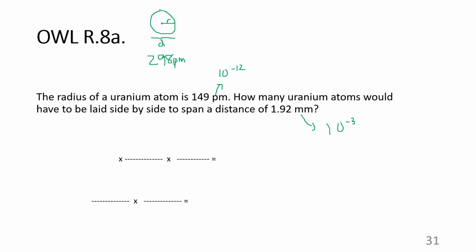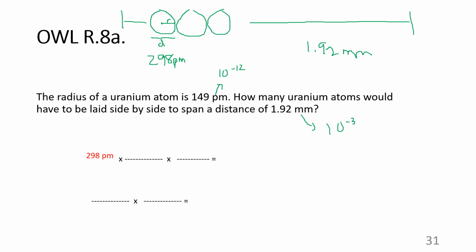Next, I want to know how many of those 298 picometer atoms would it take to span an entire width of 1.92 millimeters. We kind of have an apples and oranges comparison because the total width is in millimeters, but the width of the atom is in picometers. So we are going to go through a process of converting the width of the atom from picometers to millimeters.